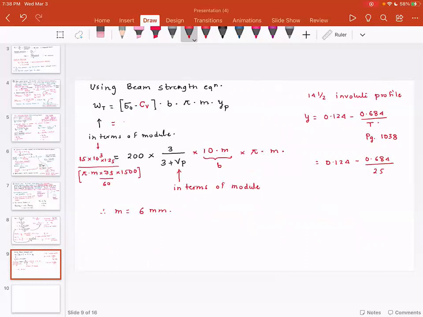So please note, this is the equation in terms of module on the left hand side, and you have the equation in terms of module on the right hand side. The only unknown in this equation is this guy. And again, VP here is pi times M times 75 times 1500 divided by 60. It looks complicated, but once you actually work out the values, it's really not. Or you can directly program this entire equation in Excel or Desmos or MATLAB, and you should be able to get the answer. The answer that I got is 6 millimeter.